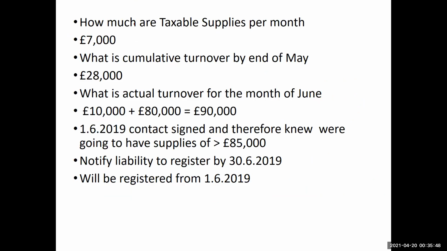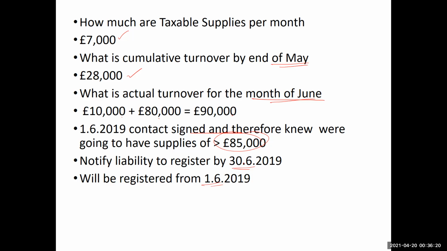You are making taxable supplies per month from 1st February of 7,000. Cumulatively, by the end of May, 4 months, you're getting 28,000. But from June, just for the month of June, you are making 10,000 plus the 80,000, which is 90,000, and this exceeds the threshold of 85,000. Therefore, you have to notify HMRC by 30th June. You must be registered by 1st June, the beginning of the notification period.